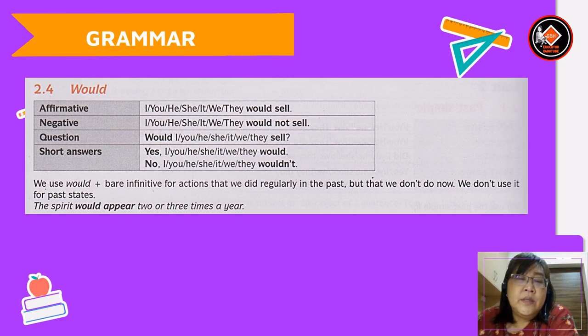No. I, you, he, she, it, we, they, wouldn't. We use would and then we add bare infinitive for actions that we did regularly in the past, but that we don't do now. We don't use it for past states. The spirit would appear 2 or 3 times a year.